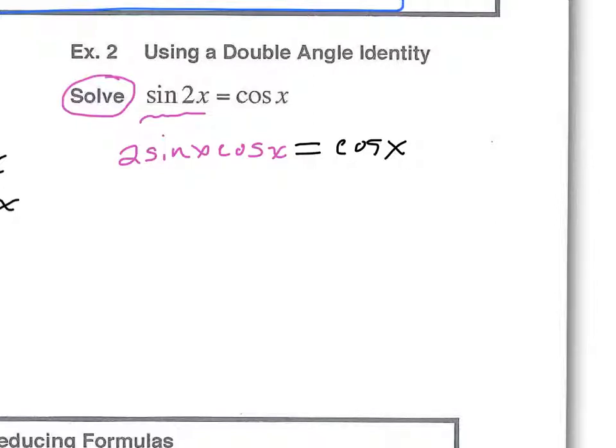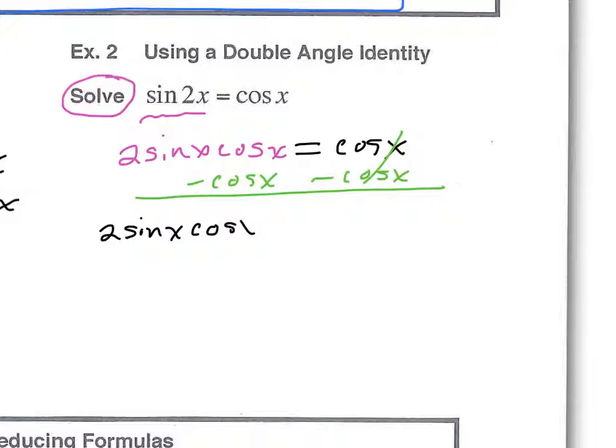So instead, first thing I want to do is make sure that I have 0 on one side. So how do I do that? I would be subtracting the cosine of x from both sides. So I end up with 2 sine of x cosine of x. These are not like terms. Right here, these are not like terms. Minus cosine of x equals 0. So if I cannot divide by cosine of x, what can I do?